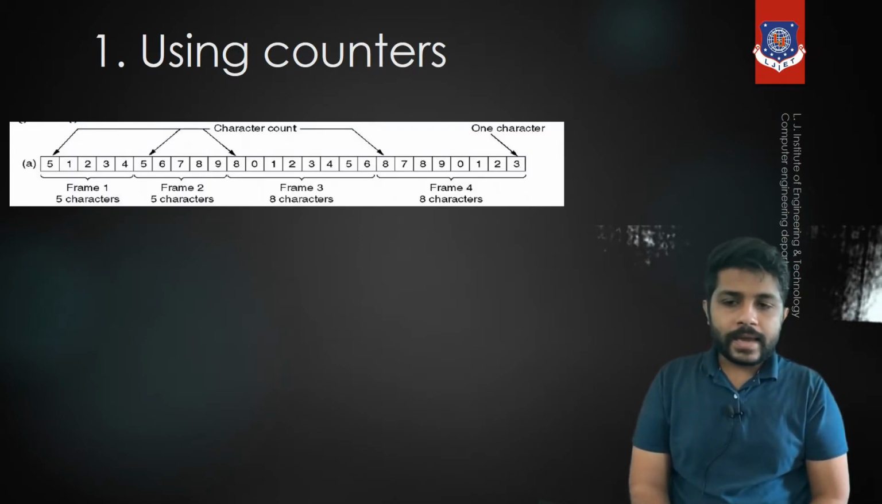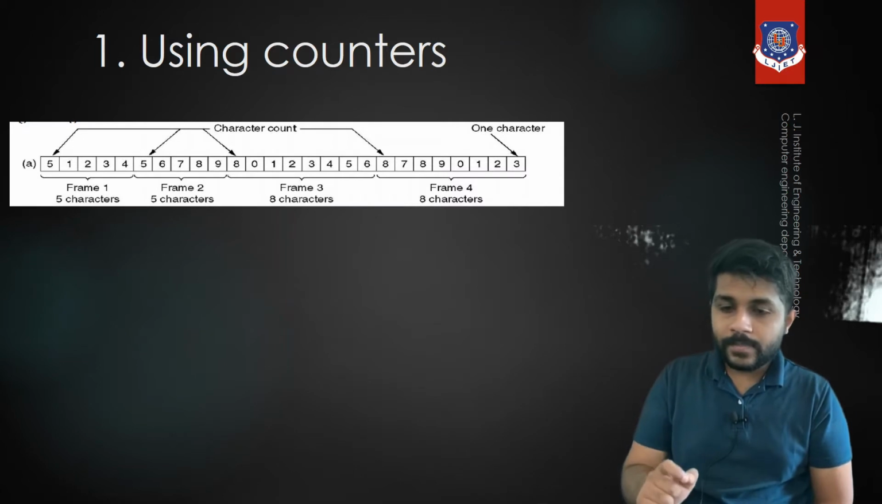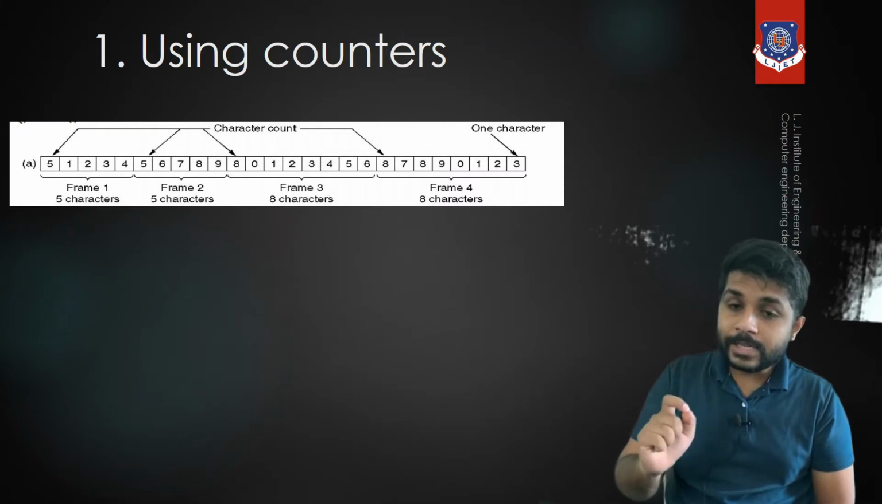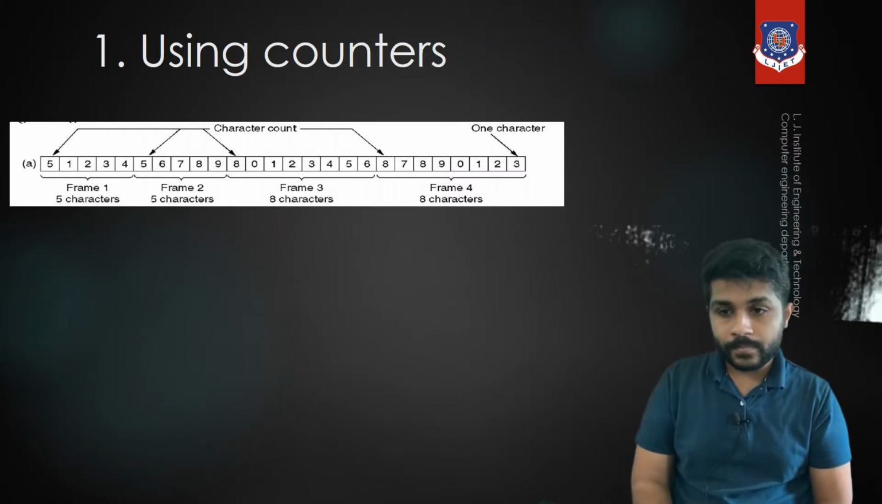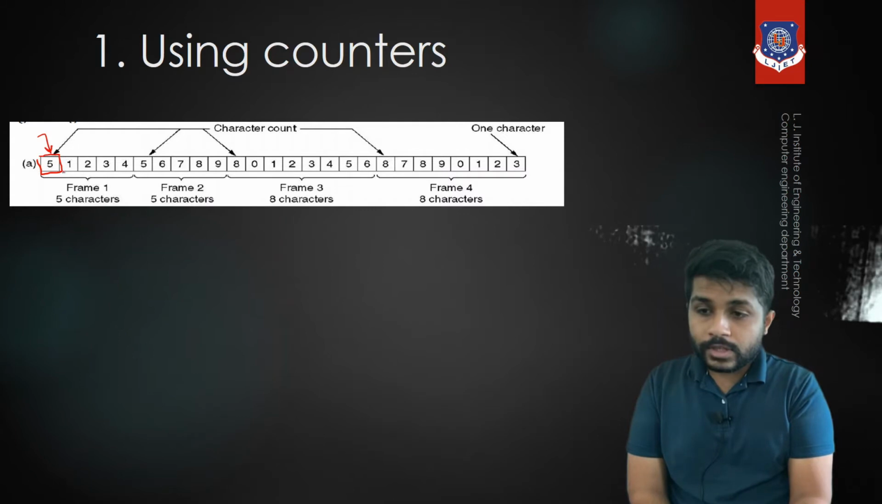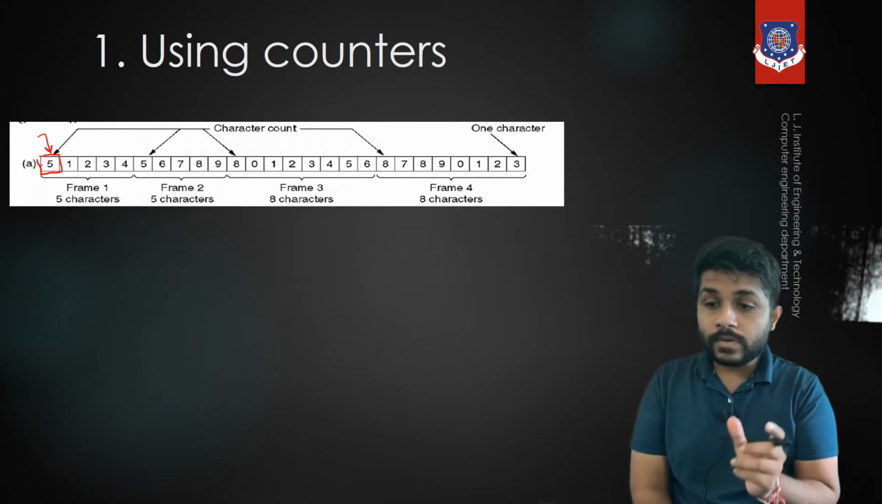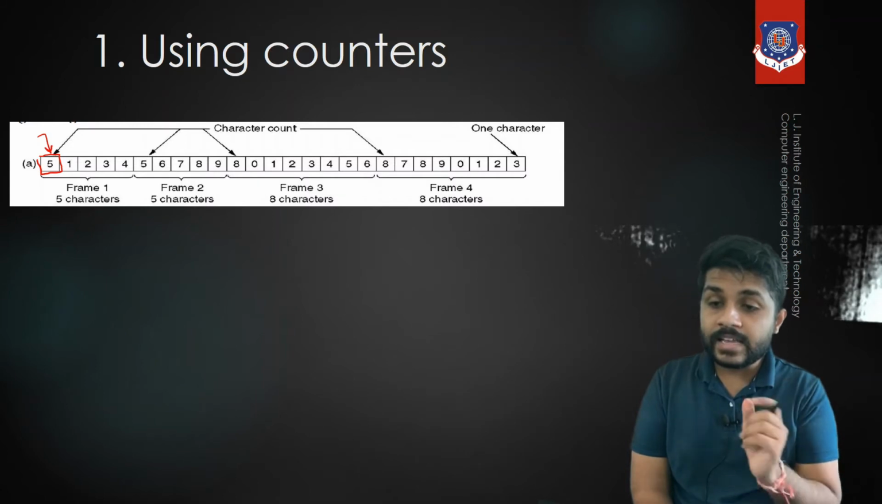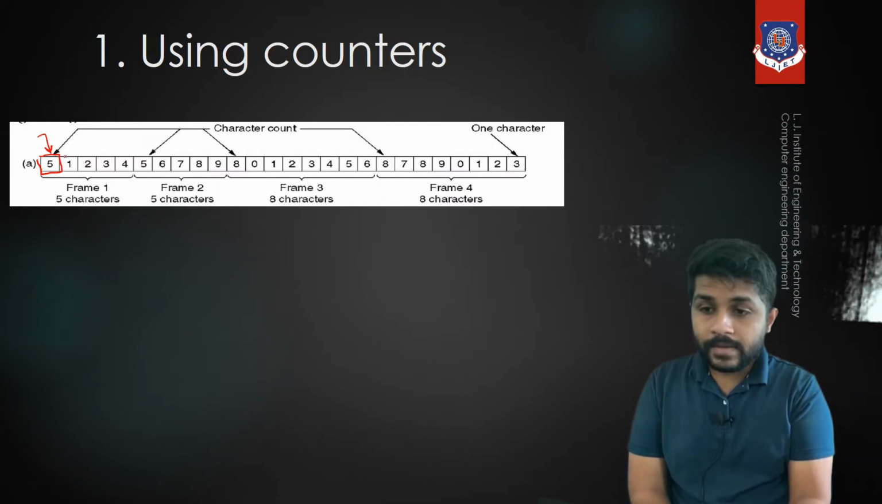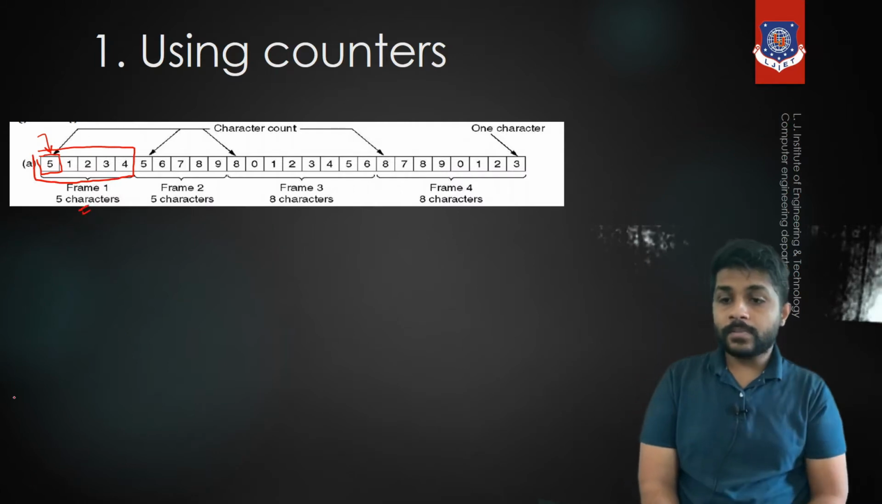Now, in the character count method, the first character of the frame tells you the size of the frame. You can see in this figure, this is the first character of the frame and its value is 5. So the first character tells the size of the frame, meaning how many characters are there in the frame. The first character is 5, so this frame has a total of 5 characters. So this is our frame 1.